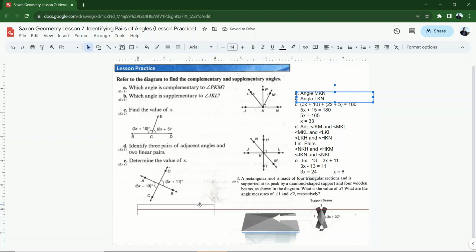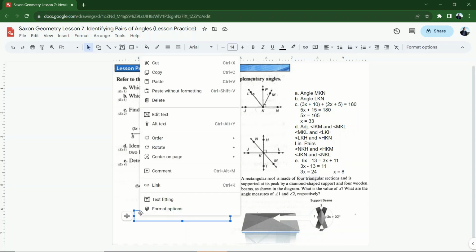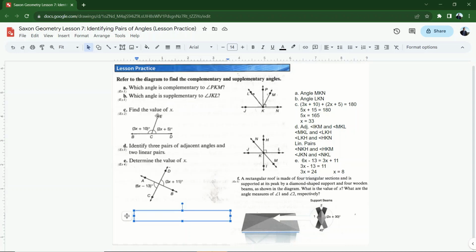A rectangular roof is made of 4 triangular sections and is supported at its peak by a diamond-shaped support of 4 wooden beams as shown in the diagram. What is the value of x? What are the angle measures of 1 and 2, respectively? I'm going to have to use some of my geometry know-how here to figure this out.